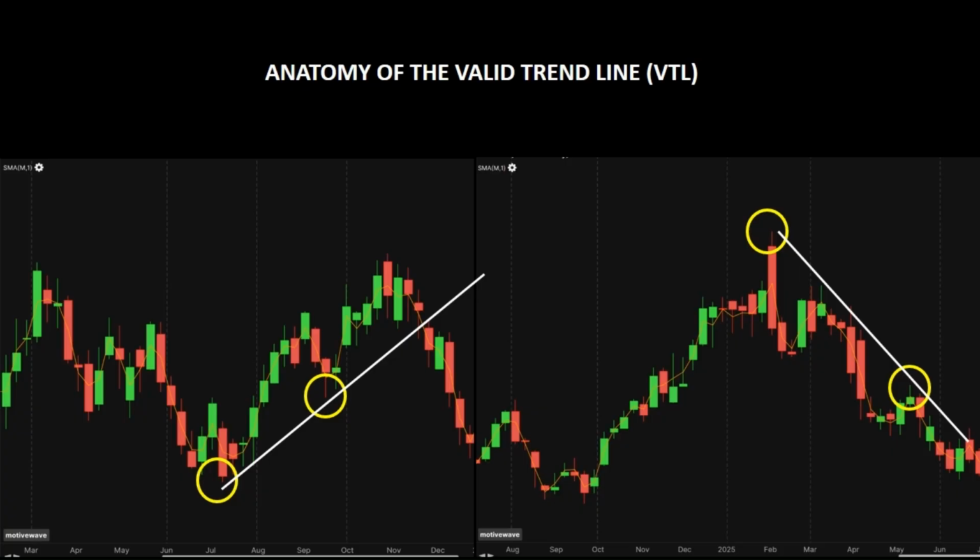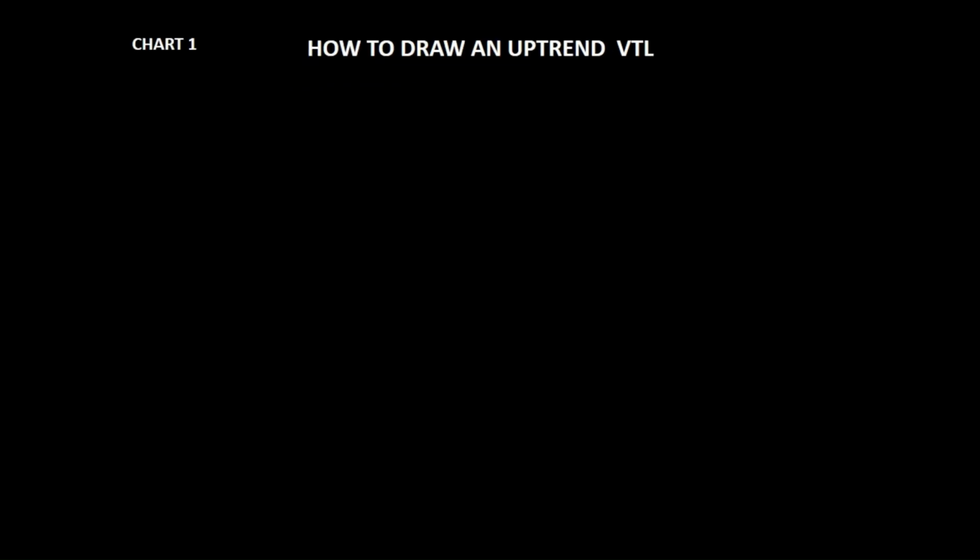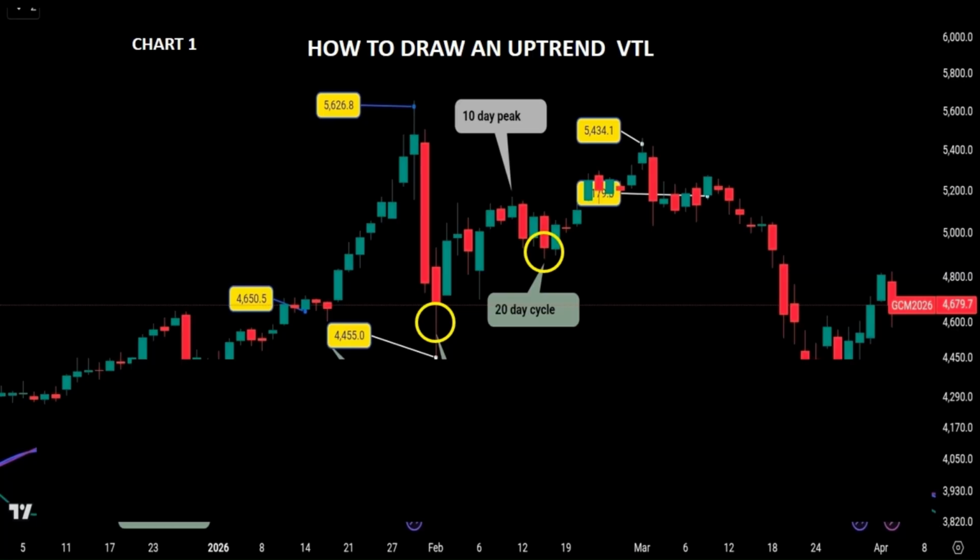Drawing a VTL requires identifying the phasing of the market. You cannot simply connect any 2 points. In chart number 1, the VTL in an uptrend confirms a peak. To confirm that a peak of a specific cycle has occurred, we have to draw a VTL across the troughs. We first have to identify 2 consecutive troughs of the cycle you are analyzing, for example, the 20-day cycle. Then connect these 2 troughs with a straight line. The rule: when price breaks below this VTL, it confirms that the peak of the next larger cycle, for example the 40-day cycle, has occurred.